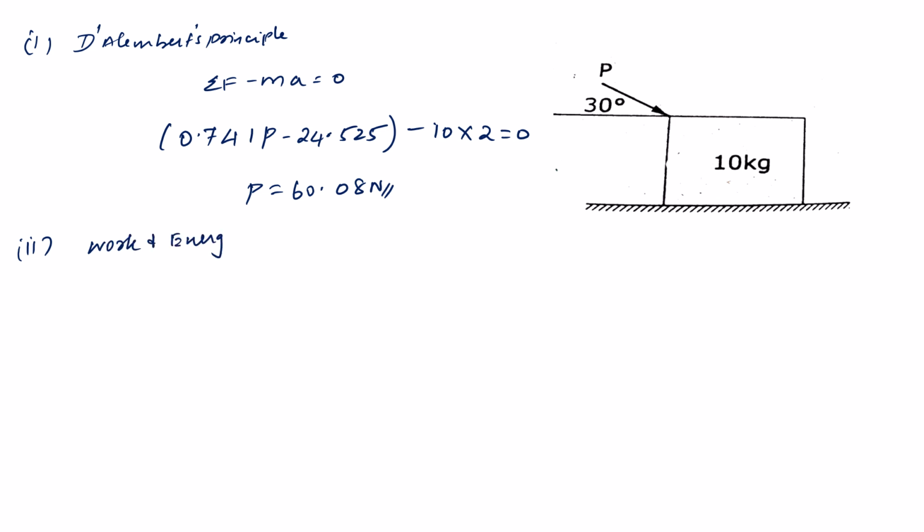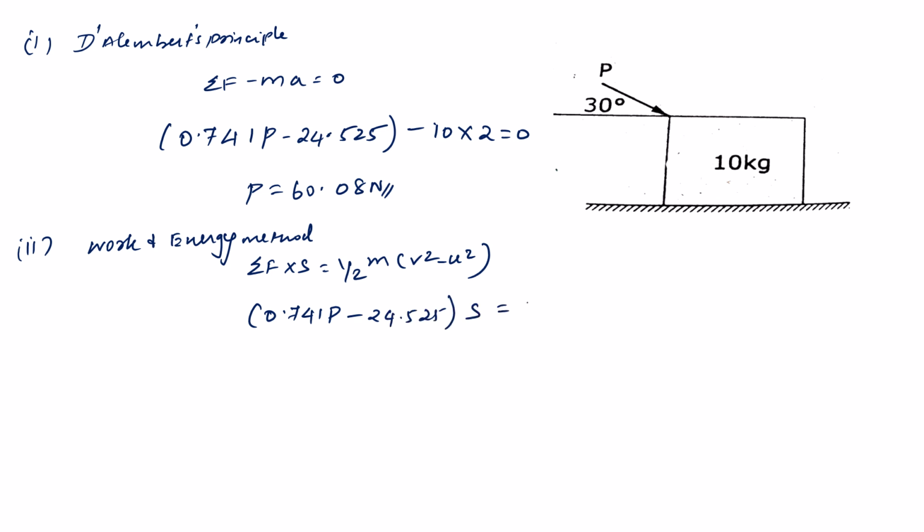So in the work and energy method, we have the equation: summation of F into S is equal to half m (v square minus u square). In this case, we don't know what S is, and we don't know what v square and u square are. So even though we are going with this, it's going to be an indirect method. Substituting the summation of force, (0.741p minus 24.525) into S is equal to half into the mass, which is 10, into (v square minus u square).